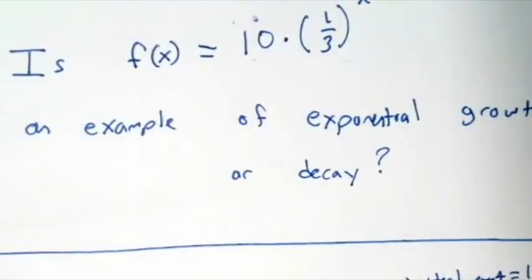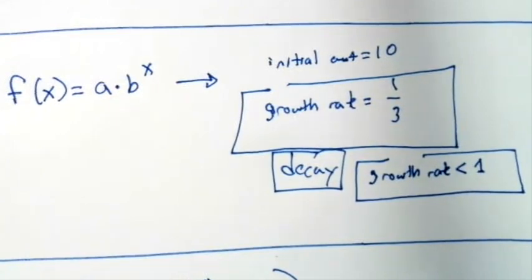As a quick reality check, let's look at whether f of x equals 10 times 1/3 raised to the x power is an example of exponential growth or decay. We could just play pattern matching, recognizing that the growth rate here is 1/3. Since 1/3 is less than 1, this would be exponential decay.